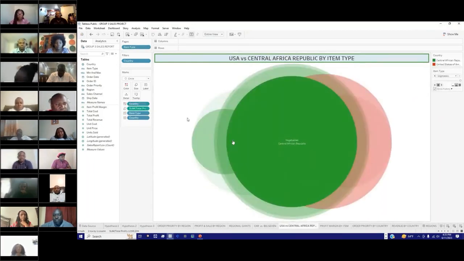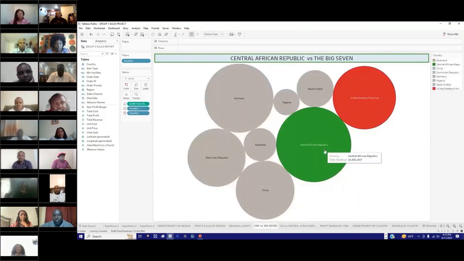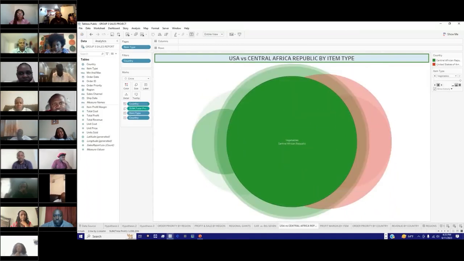So we decided to take United States as a first world economy and Central Africa as a third world economy and just compare the two to see what Central Africa was selling that United States was not selling. So that brings us to this page. So we can see that Central Africa is represented by the green. So we can see that Central Africa was doing well with vegetables.